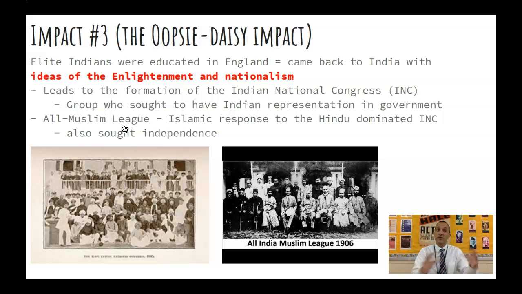So as a result of this imperialism and educating people in London who are supposed to come back and work for the British government, those people who come back are also going to say, hey, we should have our own country, which is nationalism, and we should base it off of Enlightenment and democratic ideas, which is connected to this time period as well.